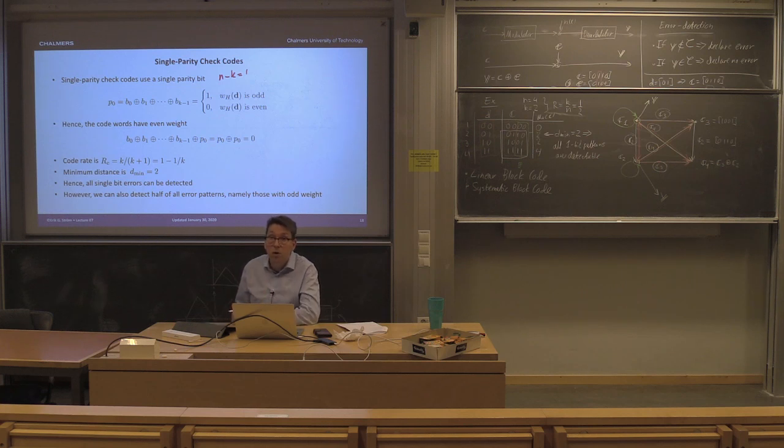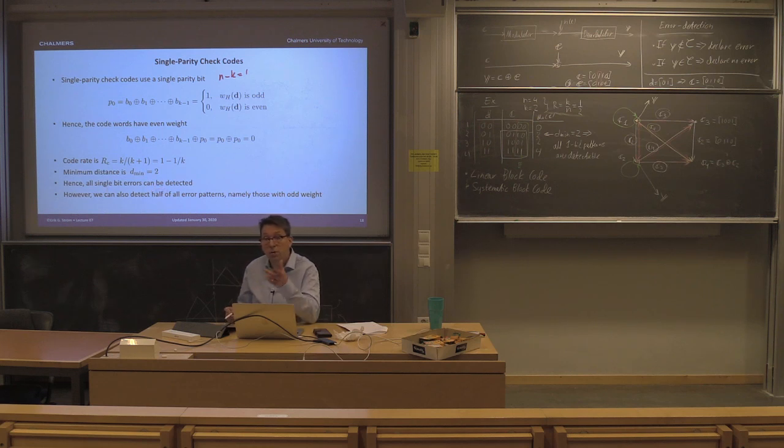To check whether a bit pattern is a code word, we just count the number of ones in it. If it's even, then we say it's okay. If it's odd, we say it's an error, because we know that there are no code words which have an odd number of ones. The code rate is quite high. It's 1 minus 1 over k. The minimum distance is 2.